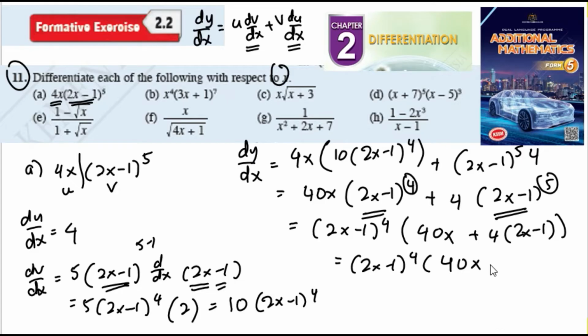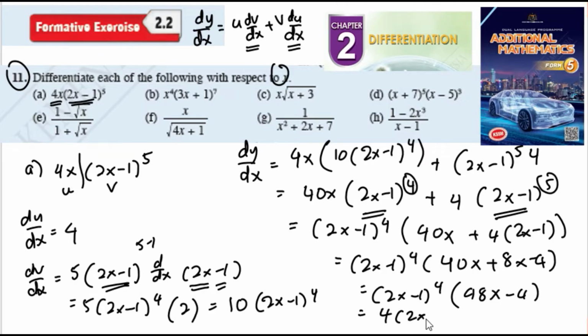So (2x minus 1) to the power of 4 times the bracket: 40x, and 4 times 2x, you get 8x minus 4. So 40x plus 8x, you get 48x minus 4. You can factorize 4 out, you can factorize it earlier. So (2x minus 1) to the power of 4. When you factorize 4, 48 divided by 4, you get 12x minus 1.